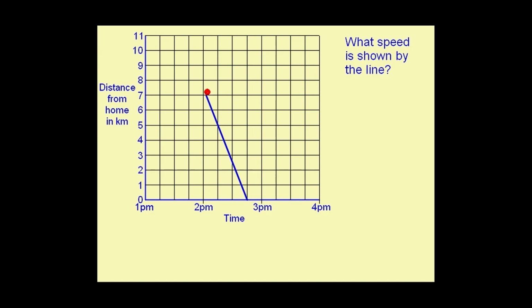Now this time, the fact that the line is going this way instead of this way doesn't affect the speed. It's just telling us that the direction has changed and we're coming home. Again, I'm going to find a convenient point where it crosses over a square nicely, and that's here. And we're travelling for 30 minutes, and we're travelling a distance of 5 kilometres. So we've got 5 kilometres in 30 minutes. And I can double this to get the speed per hour. So it's 10 kilometres. So the speed is 10 kilometres per hour.